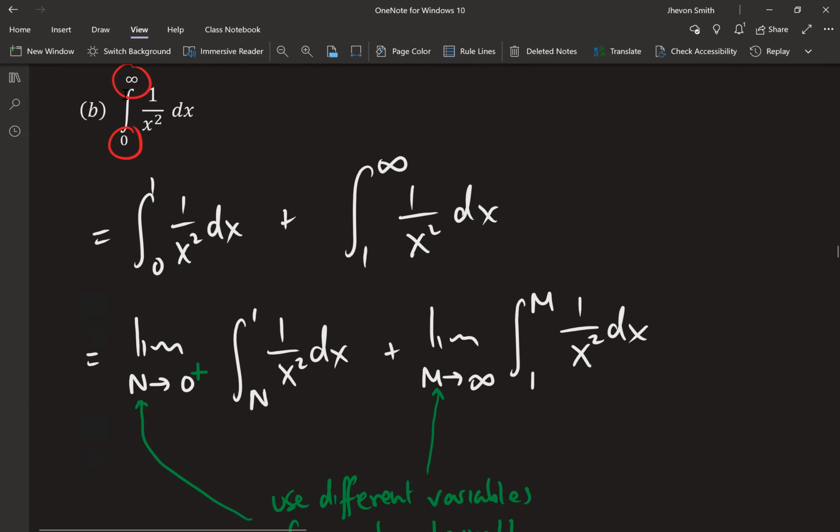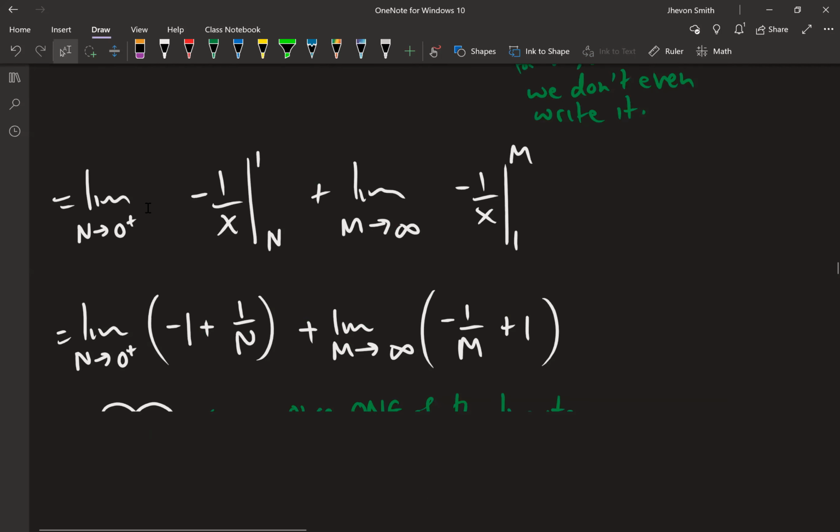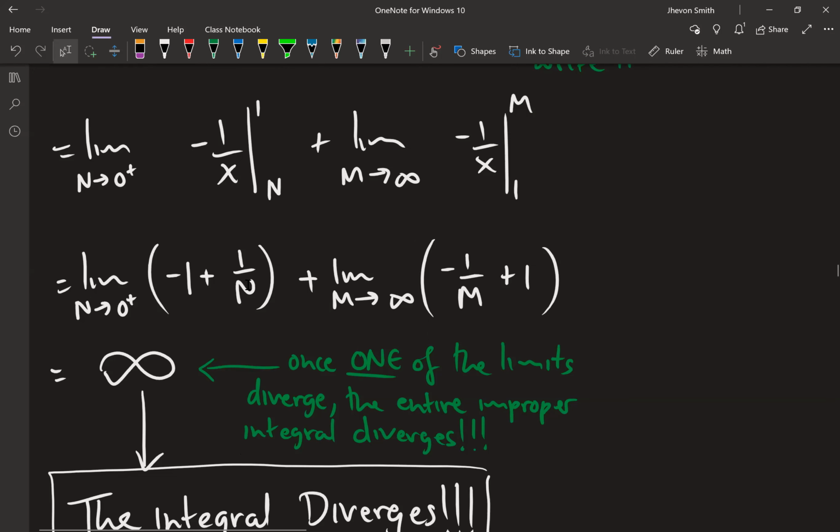Okay, so the idea is whenever you have bad points, here we have two of them, you break up the integrals so that you only have one bad point per integral. This will allow us to approach with limits. In this situation, I broke it up so that 0, which is a bad point, is on one of the integrals, and infinity, which is another bad point, is on the other integral. We use limits to approach these, a different limit for each one, and then you compute what these would be and take the limits. We also learned that if any one limit messes up, then the whole thing messes up.